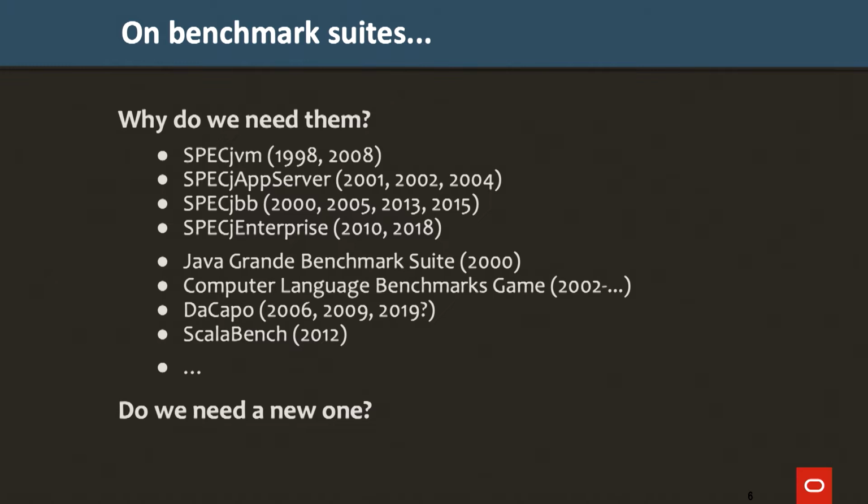So there are already existing benchmarking suites, like the SPEC organization, which is a consortium of many big companies who came up with benchmarks for the JVM. There are also universities who came up, as part of research, with benchmarks, like the DaCapo benchmarks, for instance.